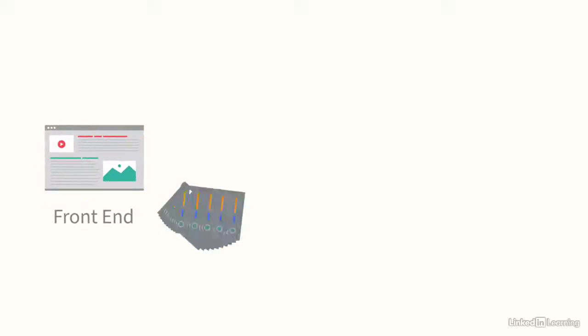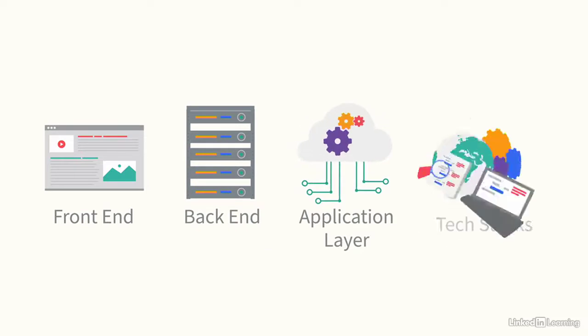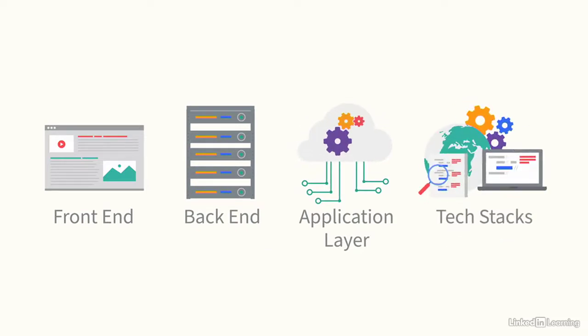There are a lot of terms to keep track of in modern-day tech companies, and most of them don't have to be as hard as they sound. In this movie, let's go through a few of them: front-end, back-end, application layer, and tech stacks.